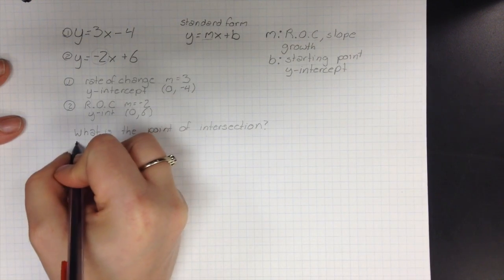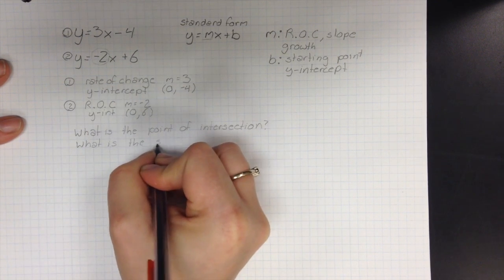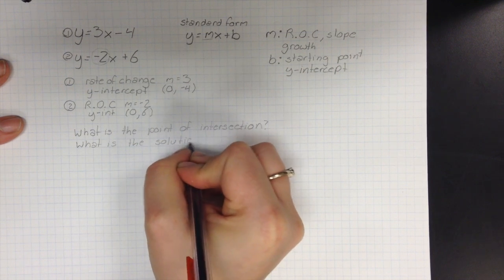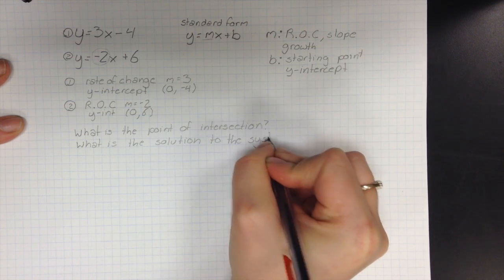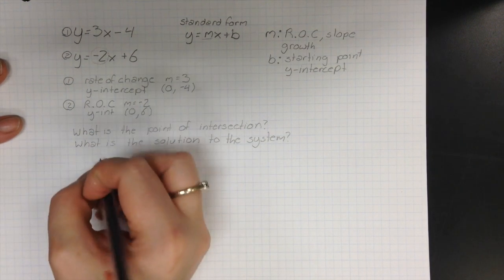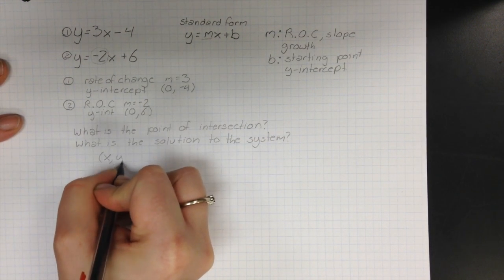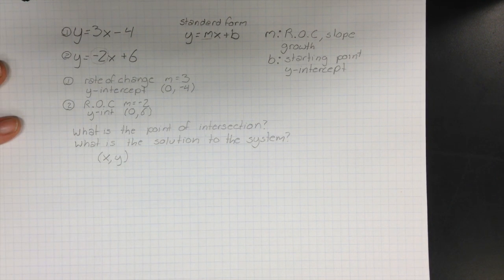Or I could say, what is the solution to the system? And these are really asking the same question. They're asking what point in the form of x, y, if I put in the x and y, would make both of these equations true? And what point, if I were to graph both of these equations, would be where they cross each other? So today we're going to start by just looking at graphing them.